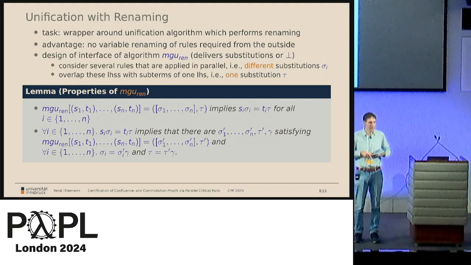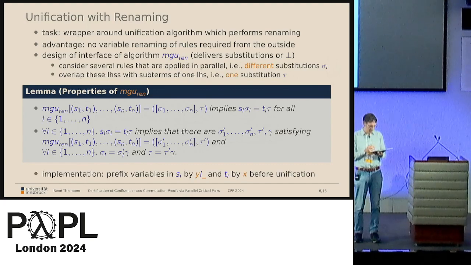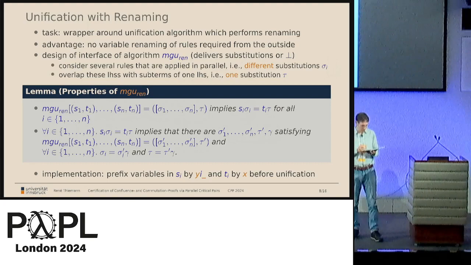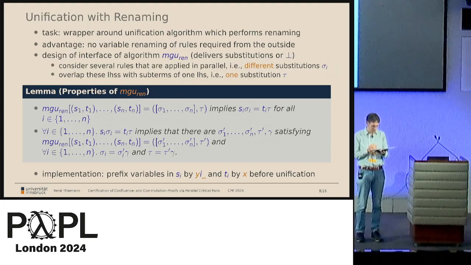How did we implement that? That was actually quite easy. We just invoke a standard unification algorithm, a verified one, where before doing the unification, we rename all the variables in Si by yi underscore, where y and underscore are really literal strings, and i is here the string i, and the Ti is renamed by x.